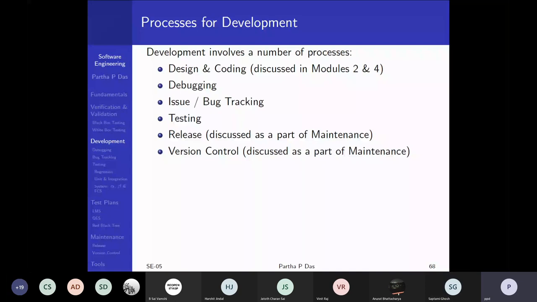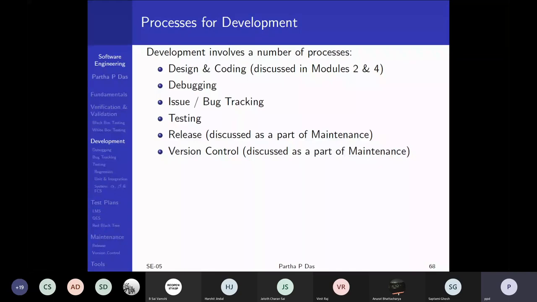So we have looked at a variety of black box testing strategies. We have looked at a wide range of white box testing strategies also, covering the coverage based testing as well as fault directed testing. Now we will get into the discussion of a number of processes that are critical for development and for maintenance. So we start with the discussion of processes which are more significant for development, and then we will discuss those which are more significant for maintenance.